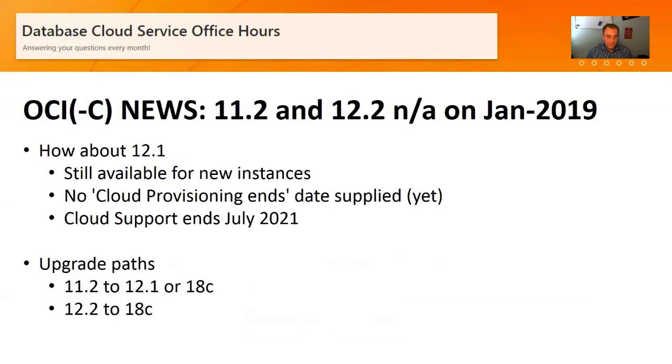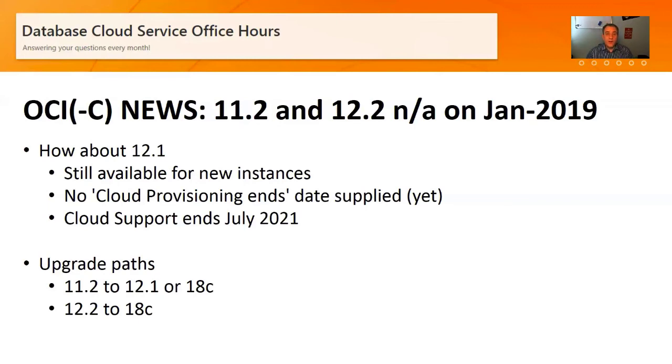How about 12.1? Well, 12.1 is still available. That's the terminal release of 12.1. So therefore, it's available longer than a dot release on 12.2, which has 18c as its successor. Still available even after January 2019. There's no cloud provisioning end date supplied yet. So look at that My Oracle Support note I just mentioned, and you can see when 12.1 will be deprecated, or at least not available on the cloud for new releases. Again, support will still be there. Cloud support ends July 2021.